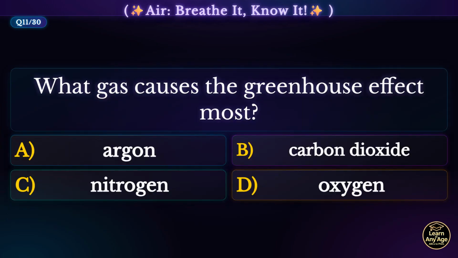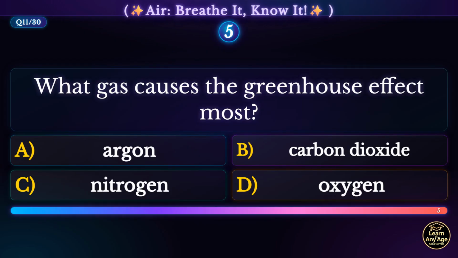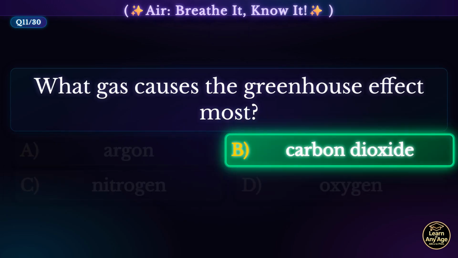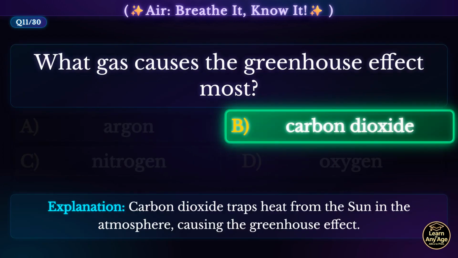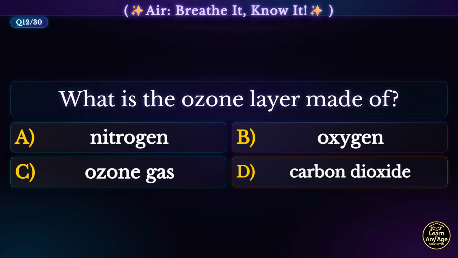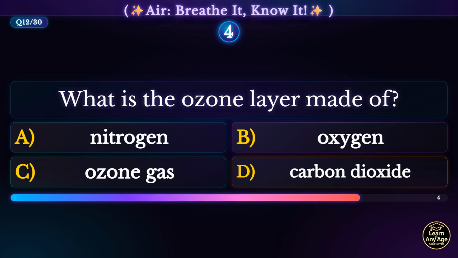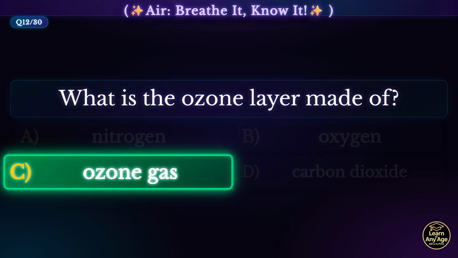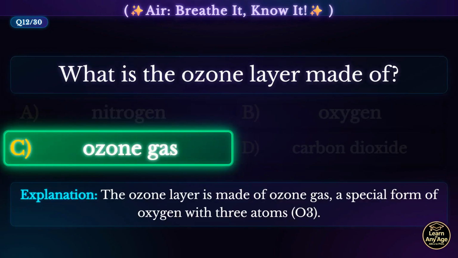What gas causes the greenhouse effect most? Carbon dioxide. Carbon dioxide traps heat from the sun in the atmosphere, causing the greenhouse effect. What is the ozone layer made of? Ozone gas. The ozone layer is made of ozone gas, a special form of oxygen with 3 atoms, O3.